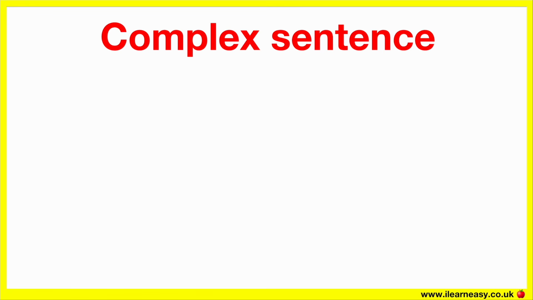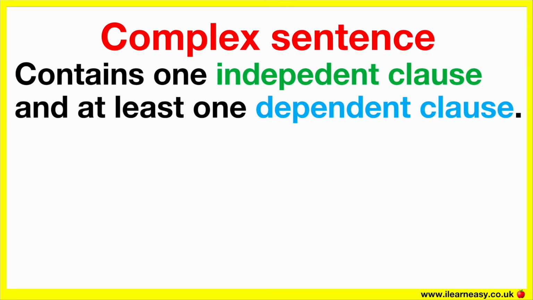Complex sentence. A complex sentence contains one independent clause and at least one dependent clause. Remember, an independent clause is a complete idea and it makes sense on its own. However, a dependent clause is not a complete idea and it doesn't make sense on its own. Therefore, it cannot stand alone as a complete sentence. The dependent clause is usually introduced by words like because, although, since, when, if, while, etc.